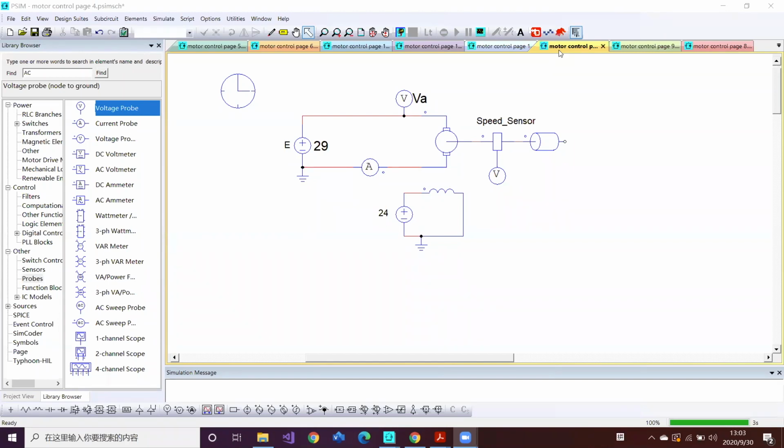Anyone used this simulation software before? Oh yeah. I haven't used this before either. This is also new to me.